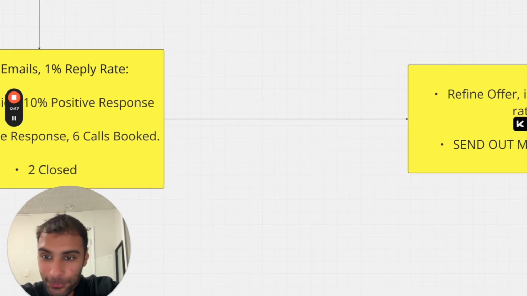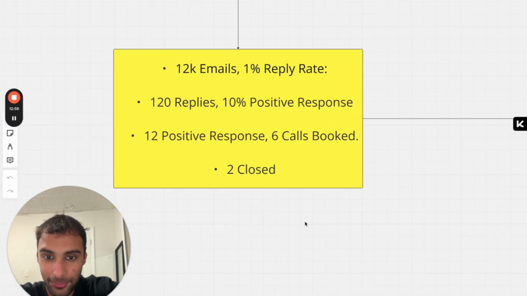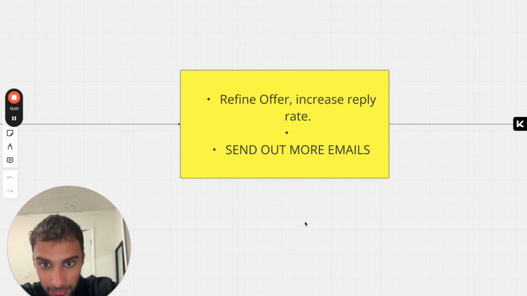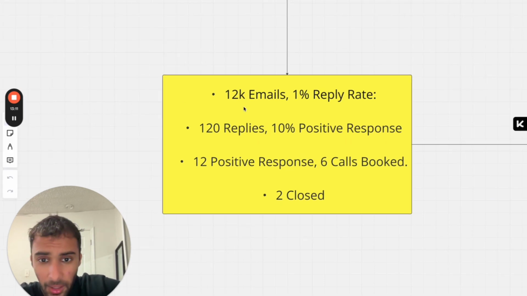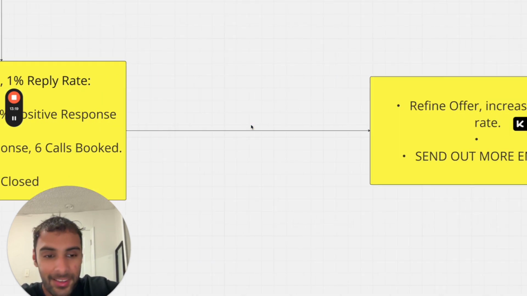And then once you do have all of this stuff going, you can then refine your offer, which will increase your reply rate and you will book more calls. And then once you do have this, you can just send out more emails. Like if you know that, okay, out of 12,000 emails sent, we closed 2 people, let's now double it and we should close 4 people next month, right? It's literally just a numbers game.